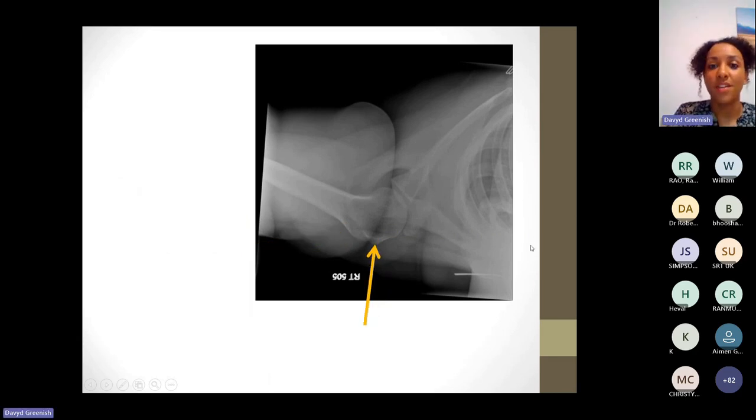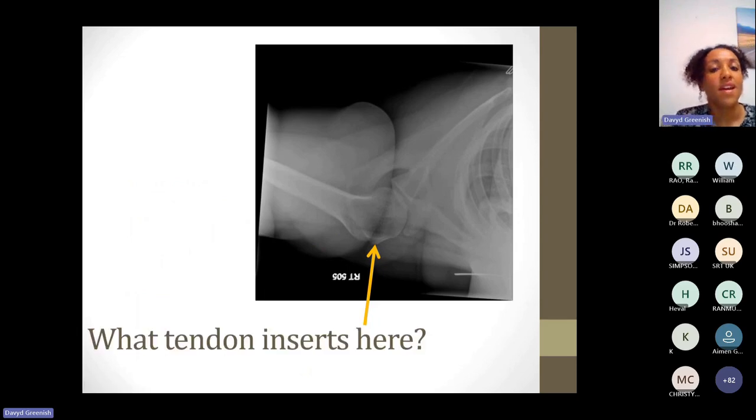Hopefully that's one where you can pick up the extra mark, being able to distinguish between them. Moving on to the next one. This is a kind of work it out question. So you have to have done the first stage where you've figured out that this is the lesser tuberosity. And then you have to know your rotator cuff insertions.